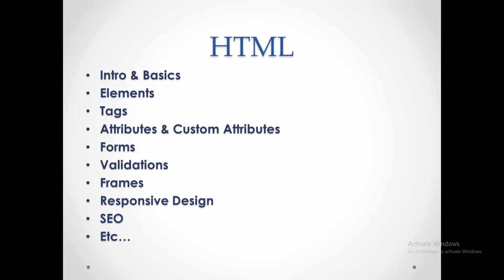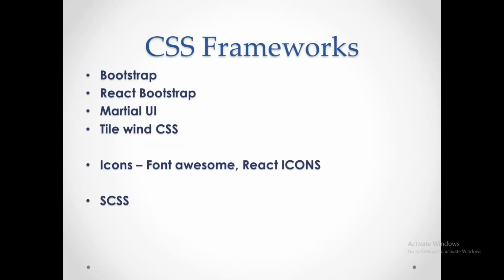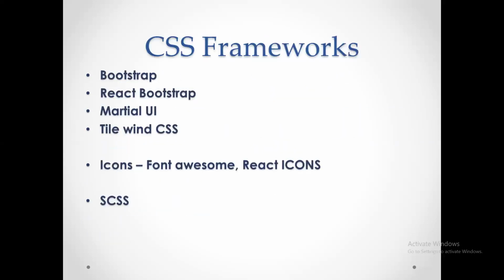How to build a website with search engine optimization, HTML is done. Then how to build styled menus, forms, frames, chat boxes, pop-ups, responsive design, mobile design, that is the CSS expected from someone with 2 years of experience. Frameworks, Bootstrap is definitely required. Any one of the frameworks: Bootstrap, React Bootstrap, Material or Tailwind CSS. Next, fonts, React icons, different types of icons are there. Yes, CSS, perfect. Your design part is perfect.